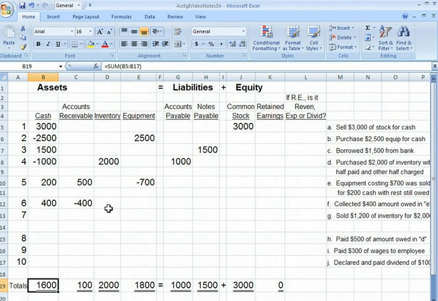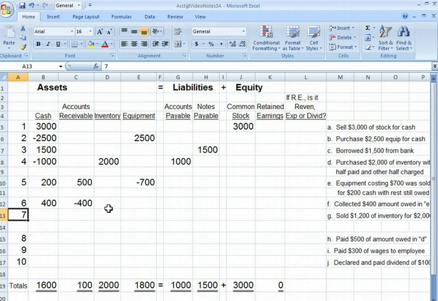I have $1,600 in cash, $100 in receivables, inventory of $2,000, and equipment of $1,800, which is $5,500 over here on the left-hand side if you add these four numbers up, and I still have $5,500 over here on the right-hand side. So yes, the accounting equation still balances.